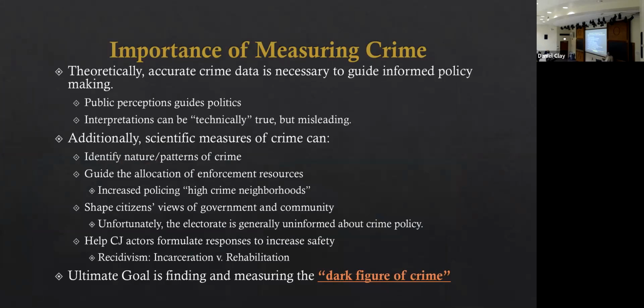So that being said, how do I underscore this importance of measuring crime? I underscore it by saying, theoretically, accurate crime data is necessary to guide and inform policymaking. Right? So if we're going to make policies, if we're going to pass laws, if we're going to tell people where they can patrol, where they can't patrol, we need good data. The problem is we live in a democracy. I know you're like, what? We live in a democracy. That's the problem. Because we don't necessarily make policy based upon data or democracy.